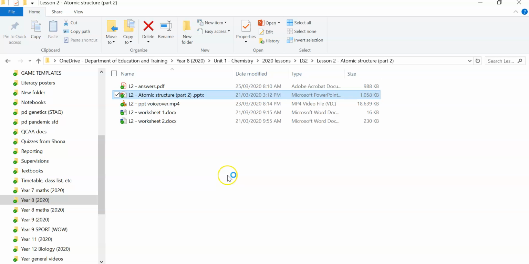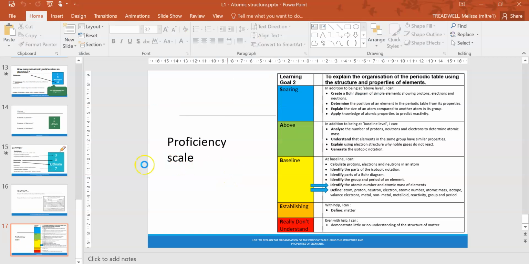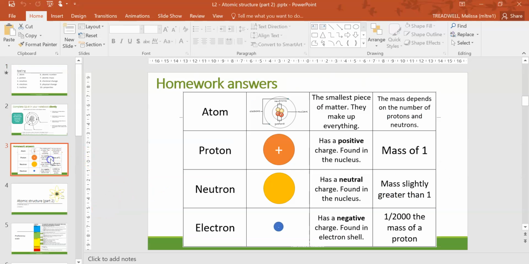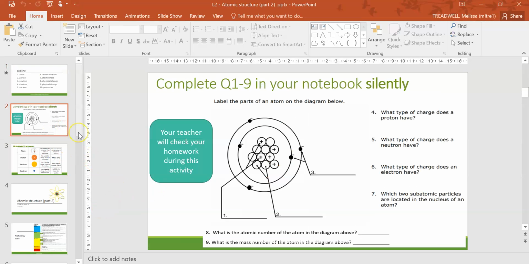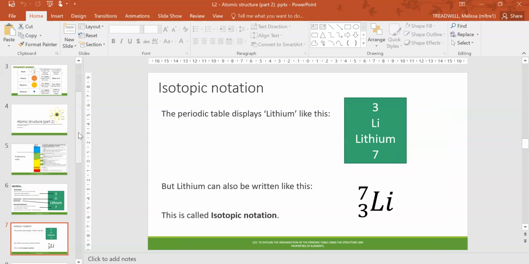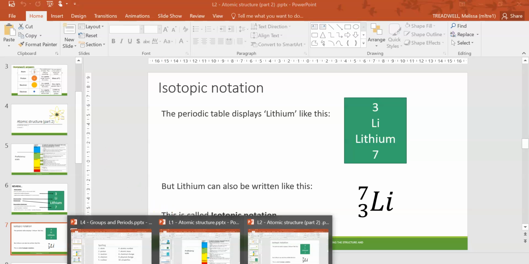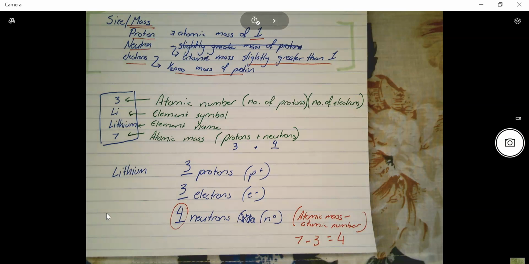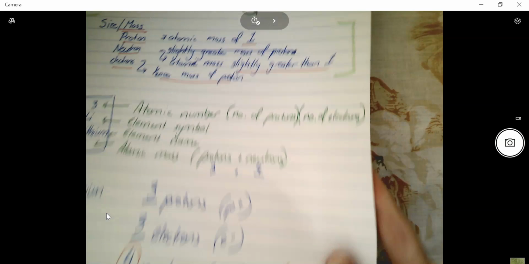Lesson 2 now, if it wants to load. Again, it was a little bit of a review of what an atom is made of. We talk about isotope notation, which is something a little bit new. So we're going to go back to the camera and now look at isotope notation. I'm going to keep these notes handy because they're going to be useful. I'm going to look at isotope notation again with the lithium example.